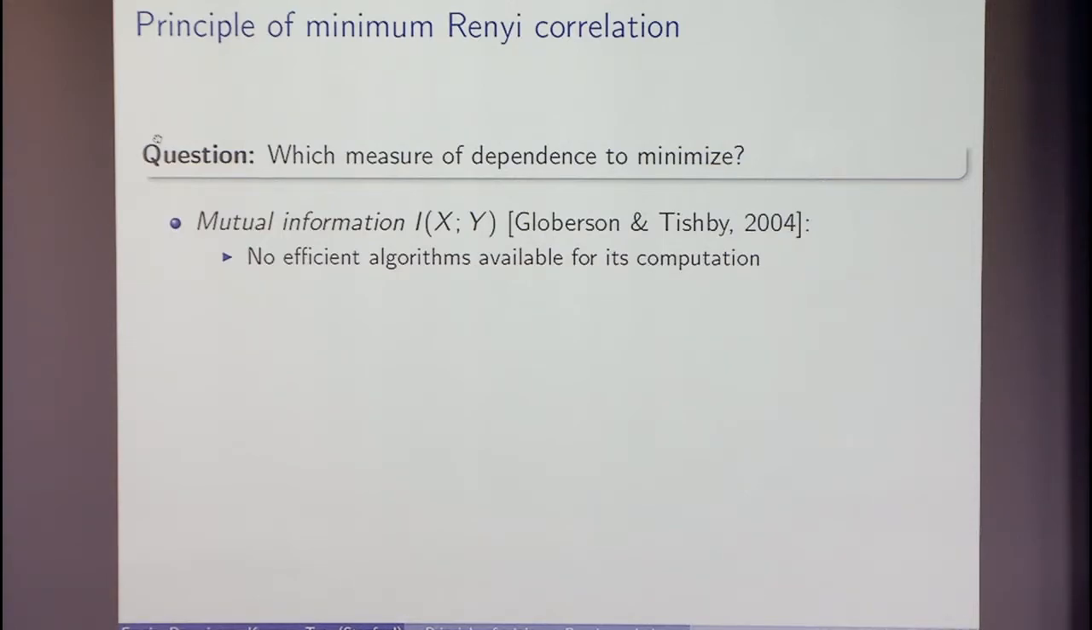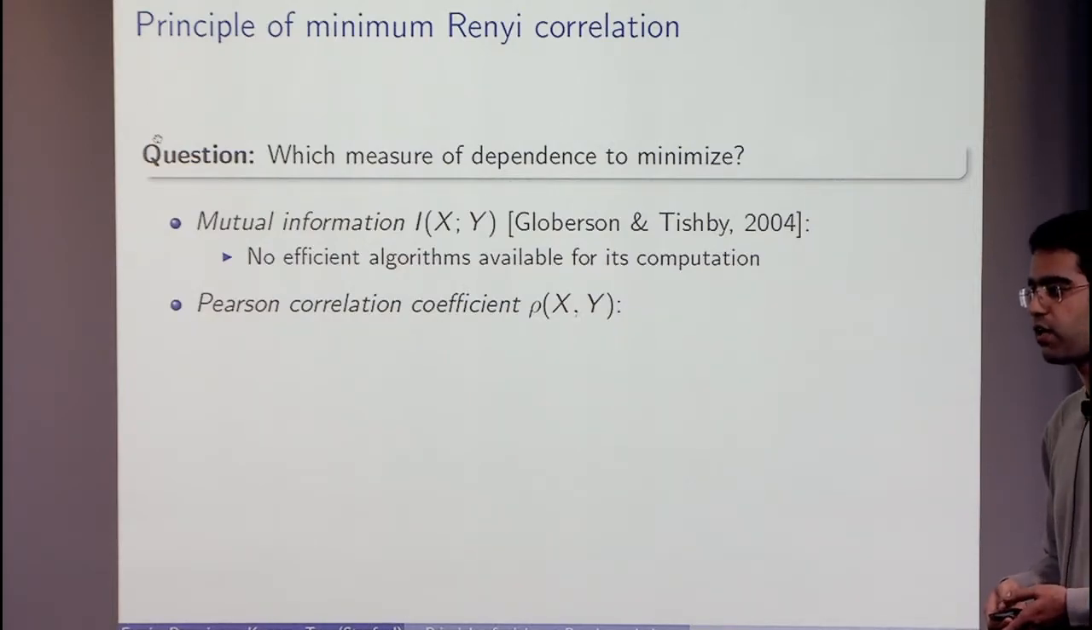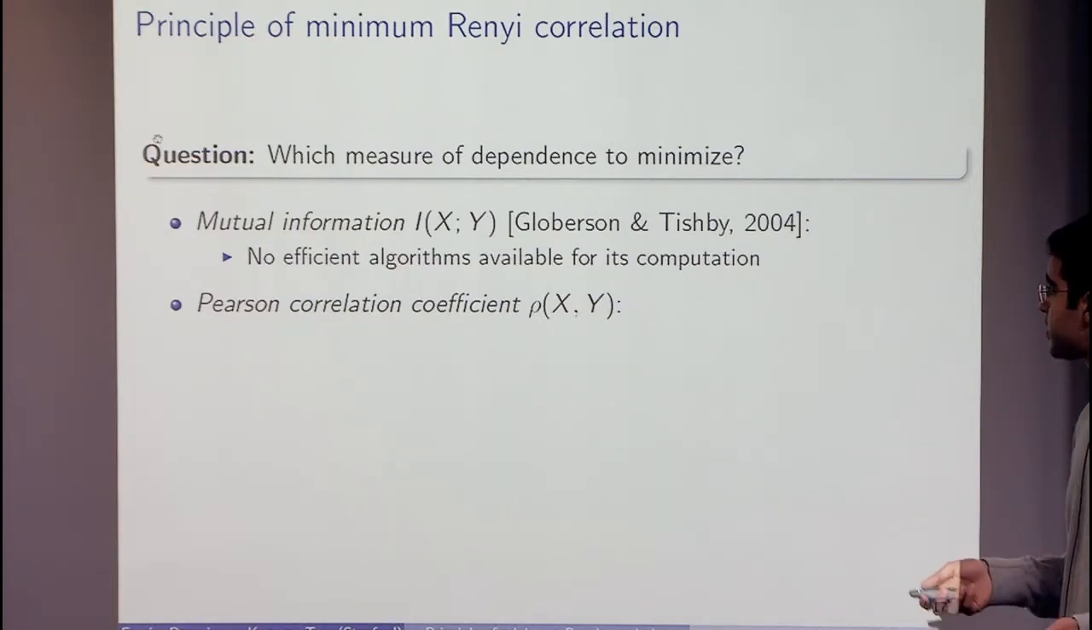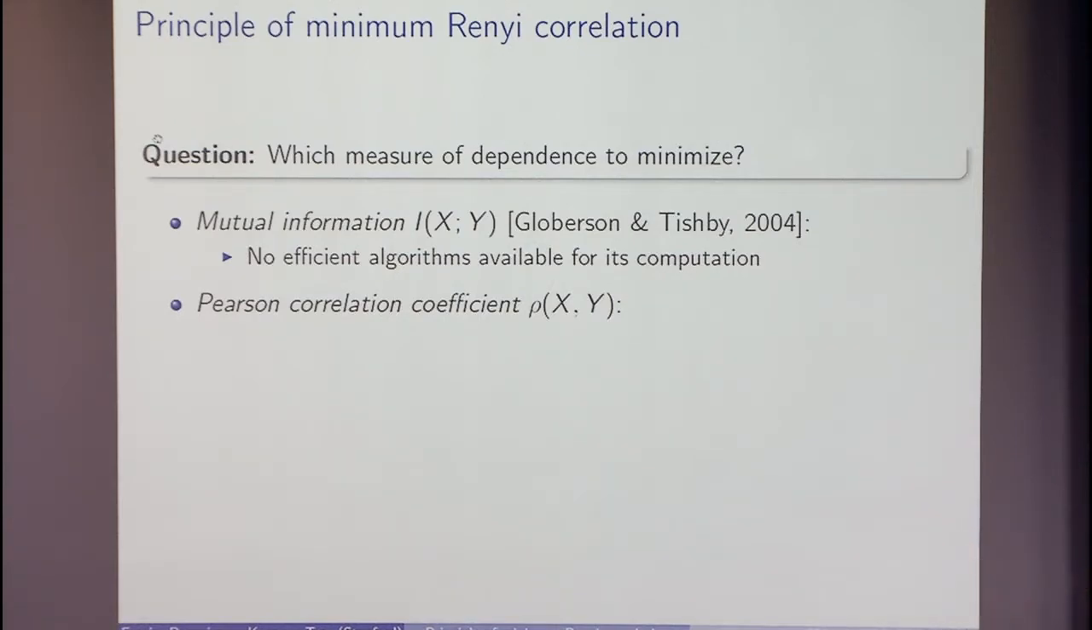So we thought about other measures of dependence. One can be the Pearson correlation coefficient. It's the most well-known one in statistics and in almost all fields of study. But the problem with the Pearson correlation coefficient is that it's not label invariant. If you change the labels, the value of the Pearson correlation coefficient would change.